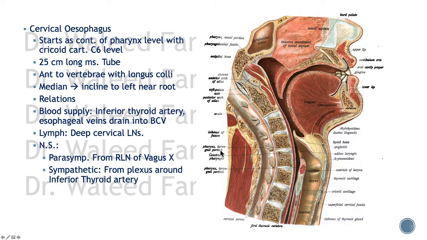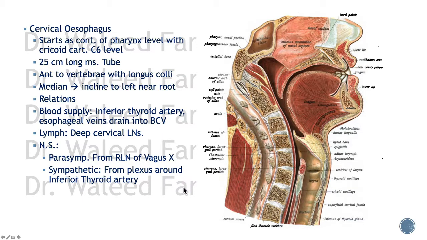The blood supply of the esophagus here in this area is from the inferior thyroid artery, lymphatics to the deep cervical lymph nodes, parasympathetic from the recurrent laryngeal nerves. See, it makes sense. It's logical. Recurrent laryngeal nerves, branches of the vagi, so they will bring parasympathetic to the esophagus.